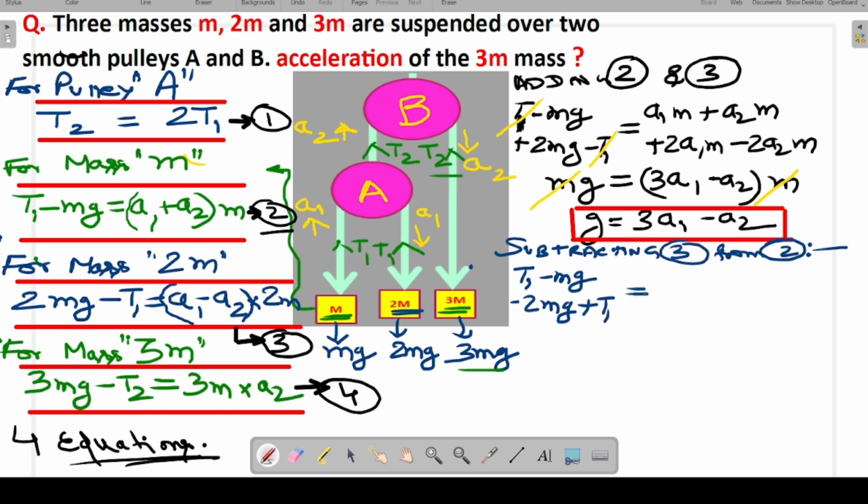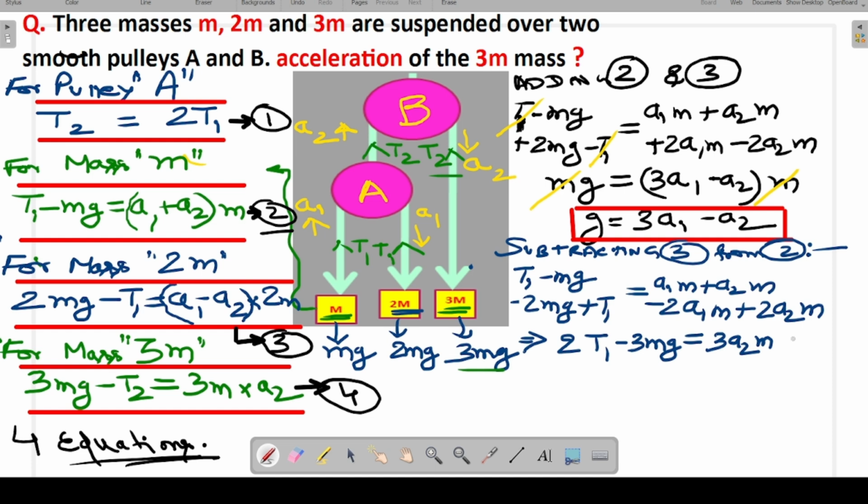And into the RHS we are having A1m plus A2m minus 2A1m plus 2A2m. So just solve it. We come up with the equation 2T1 minus 3mg equal to 3 times A2m minus A1m, right? So 2T1 minus 3mg equal to m, taking m common on the RHS, into 3A2 minus A1, right? Now this is an important relation which we have derived.